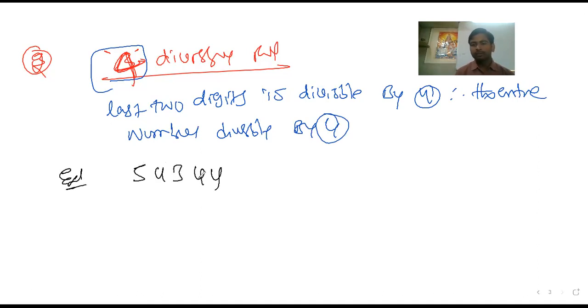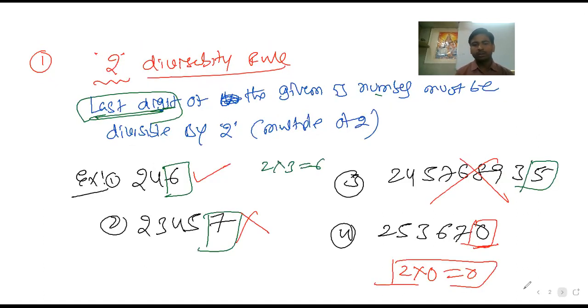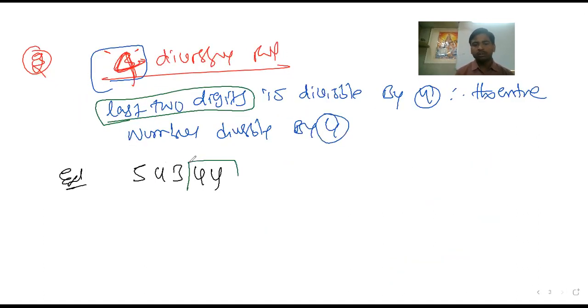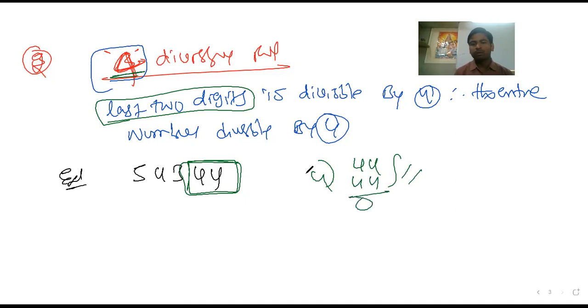Example: 54344. This is a number. According to the rule, we look at the last 2 digits. What are the last 2 digits? 44. If 44 is divisible by 4, the total number is divisible by 4. 4 elevens are 44. The total number is divisible by 4.